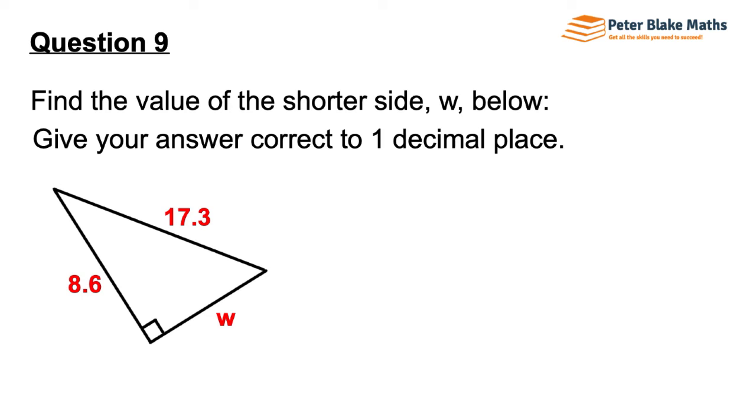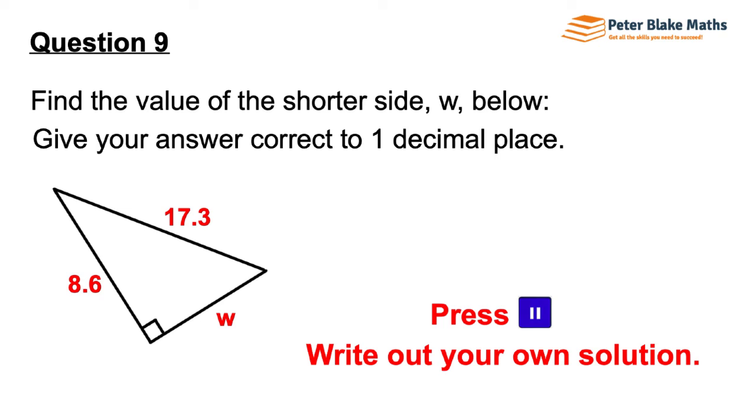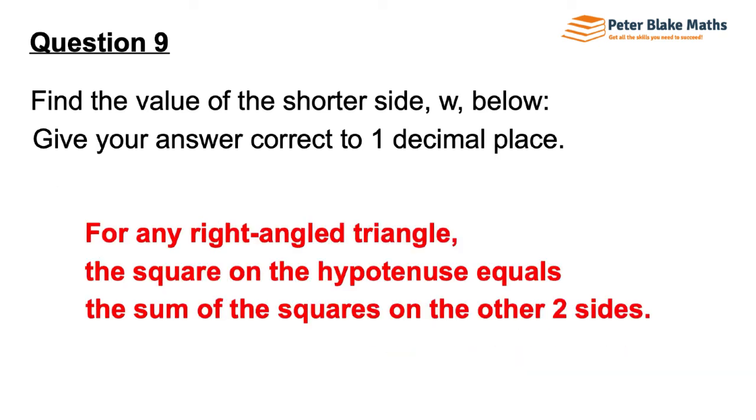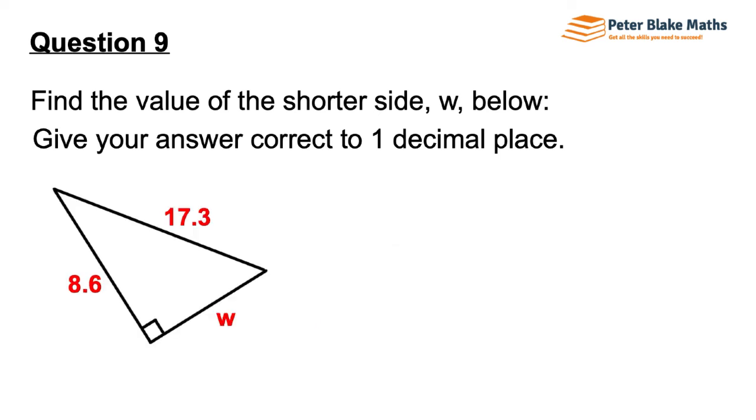Question 9. Find the value of the shorter side, w, below, giving your answer correct to 1 decimal place. For any right-angled triangle, the square on the hypotenuse equals the sum of the squares on the other 2 sides. So we're finding a shorter side here. So we're going to start off with w squared, and we'll have the bigger number, 17.3 squared, minus this time the smaller number, 8.6 squared. So that's the way I like to set up my Pythagoras statement when I'm finding a shorter side.